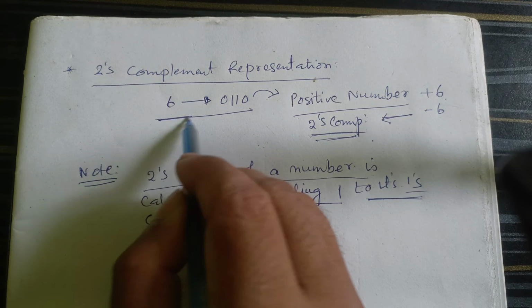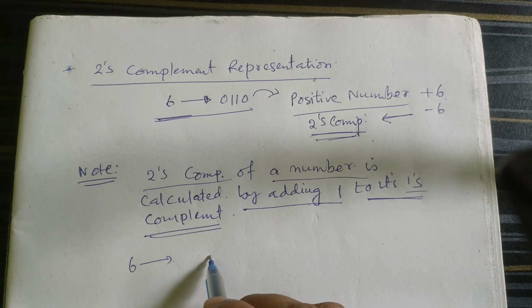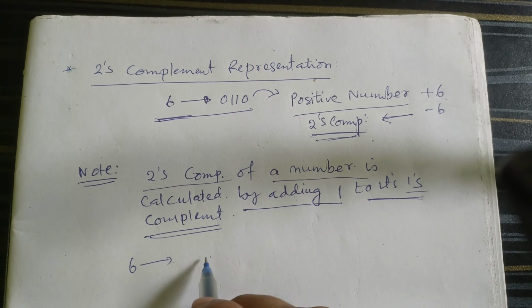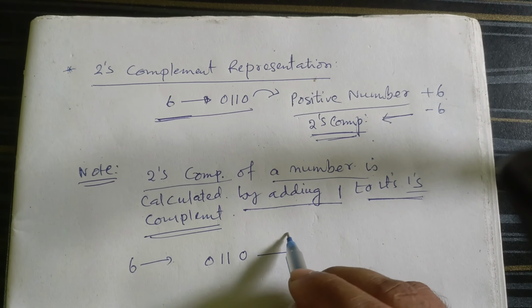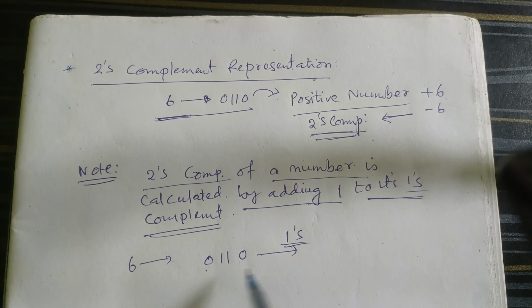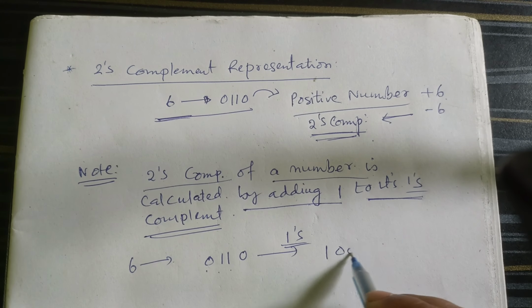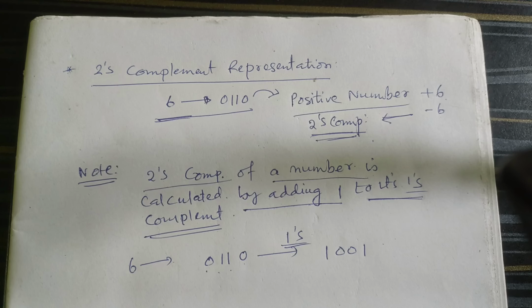For example, I'll take the same number here, 6. I'll represent it in binary form. Okay, so in binary form, it will be this one. And if you convert it to the one's complement, then this 0 will be 1, this 1 will be 0, and this 0 will be 1. So it is now in one's complement form.